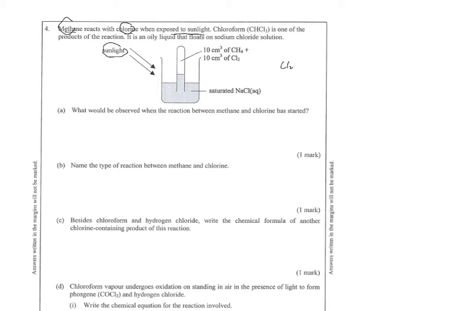The chlorine will form the chlorine radical under UV, so just remember this, chlorine radical. Then it will undergo a series of substitutions, mono substitution. For the Form 4 concept, chloroform is one of the products in the reaction, and all of this is over the sodium chloride solution. So what would be observed when the reaction between the methane and the chlorine has started?